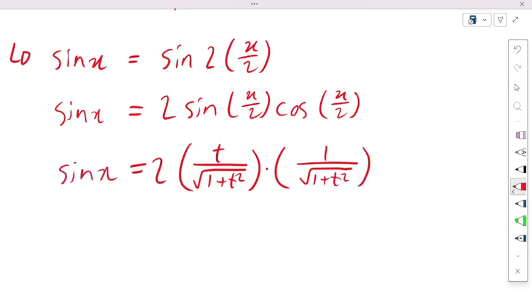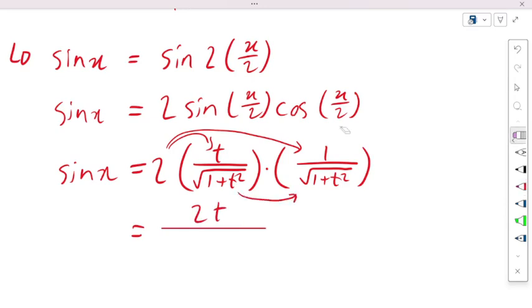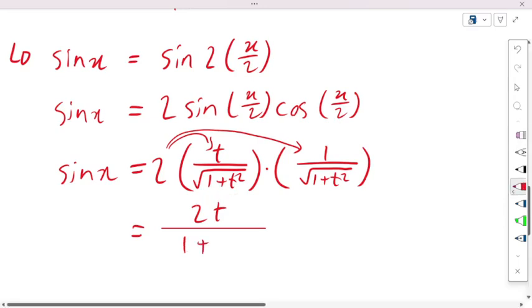And that's equal to sine of x. And then here we can just simplify. 2 multiplied by t, so 2 multiplied by t multiplied by 1, that's just going to be 2t. Divided by, and then we're going to multiply the denominators together. And we're multiplying two square roots, meaning that we're just going to be left with the expression inside of the square root, which is going to be 1 plus t squared, which is equal to sine x.